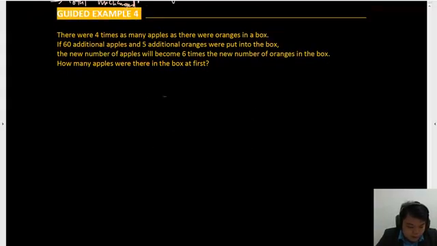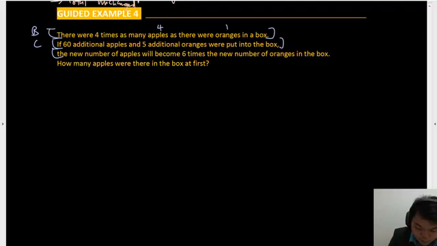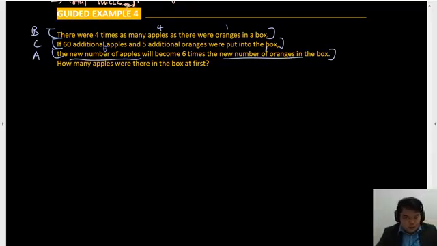Now, there were 4 times as many apples as there were oranges in a box. So this is before. 4 goes to apples, 1 goes to oranges. 60 additional apples and 5 additional oranges were put into the box. There is the change over here. The new number of apples will become 6 times the new number of oranges in the box. And this is your after. New number of apples will become 6. New number of oranges will become 1. How many apples were there in the box at first?